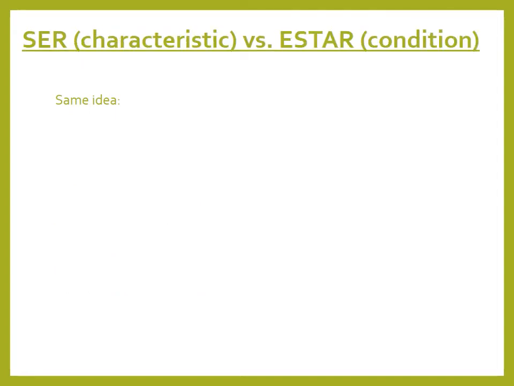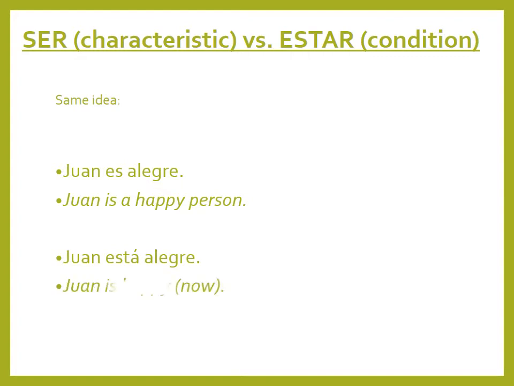Use ser when describing characteristics and estar with conditions. That was in the chart before, but let me give you a better example. Juan es alegre. Characteristic. Juan is a happy person. Juan está alegre. Juan is happy. That is the temporary condition happening now. Might have been sad this morning. Might be sad later. Might be sad real soon. Bien?